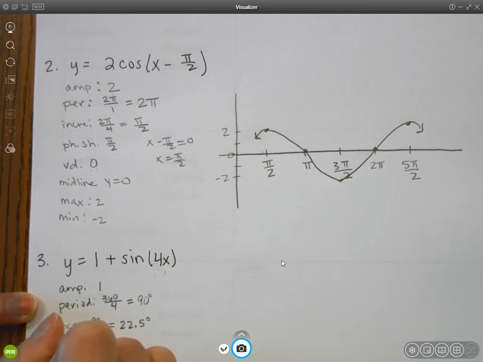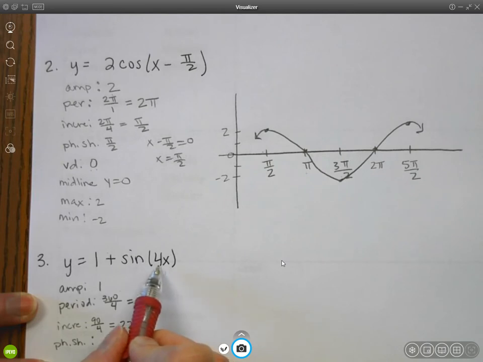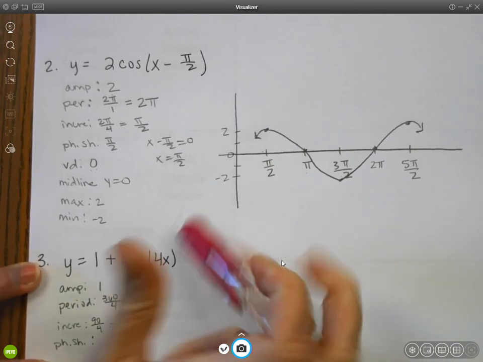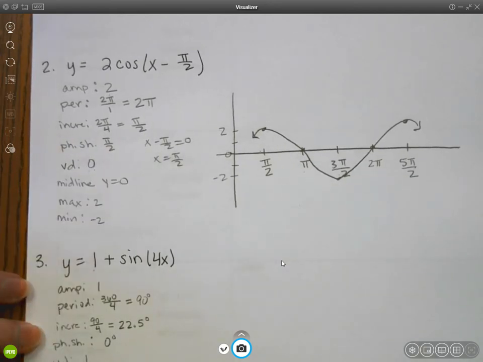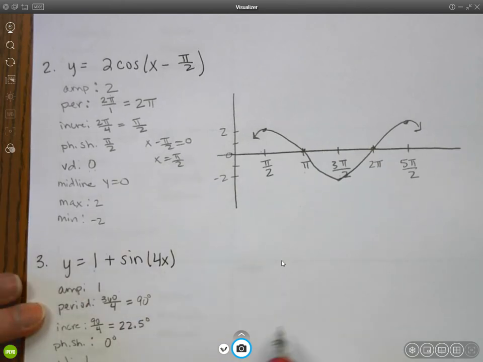All right, what's next? Phase shift. Phase shift is 0 because there's nothing plus or minus in those parentheses. If you set 4x equal to 0 and solve, you just get 0. Vertical displacement is 1 because of this extra guy out front that's being added, which means our midline is at y equals 1. Our max is at 2 because 1 plus 1 is 2. And our min is at 0 because 1 minus 1 is 0.